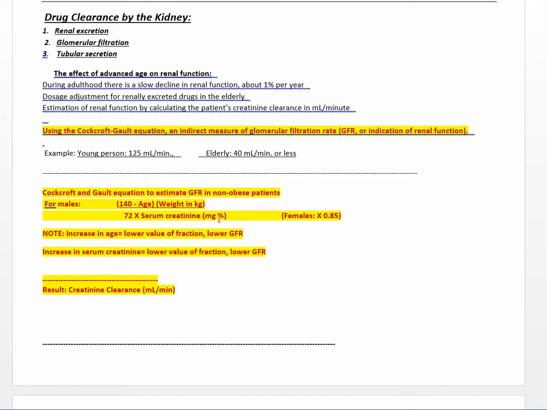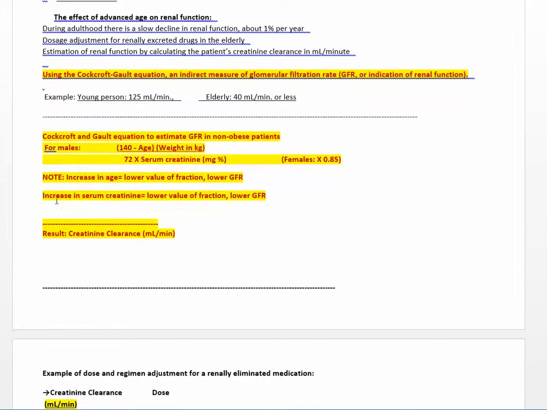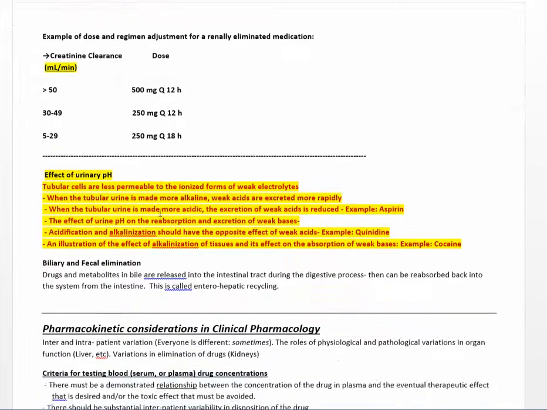Now on the bottom, the milligram percent, this shows how much of that serum creatinine is backing up. So 1 milligram percent is normal. 2 milligram, 3, 4, 5, 6 milligrams, that means there's less and less clearance out of the kidneys by this person's kidneys. And just remember, increase in age, lower value of fraction, lower GFR. Increase in serum creatinine, lower volume, lower GFR. And it's expressed in milliliters per minute of blood that's being cleared of that creatinine.